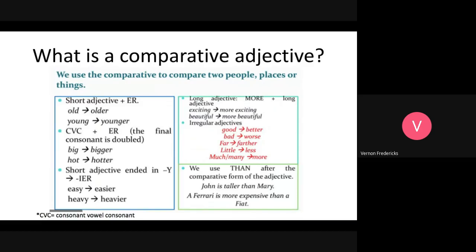Final point. We use "than" after the comparative form of the adjective. John is taller than Mary. A Ferrari is more expensive than a Fiat. So we have the sequence: subject, verb be, comparative adjective plus than. Verb be, comparative adjective, more expensive, plus than. Okay, students, let's continue.